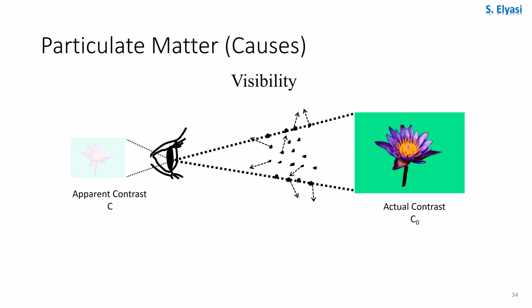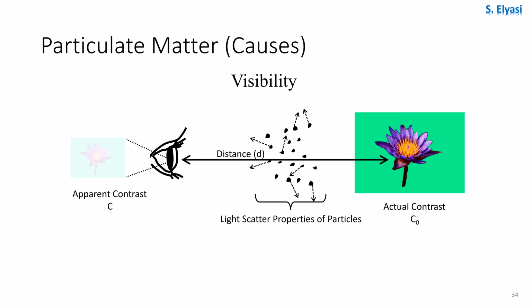Starting with the definition first, apparent contrast, C, is the perceived visibility of an object from a distance, influenced by light scattering due to particulate matter. It naturally diminishes with increasing distance. Actual contrast, C0, is the inherent visibility of the object without any particulate interference, representing the clarity that would be observed in a particle-free environment.